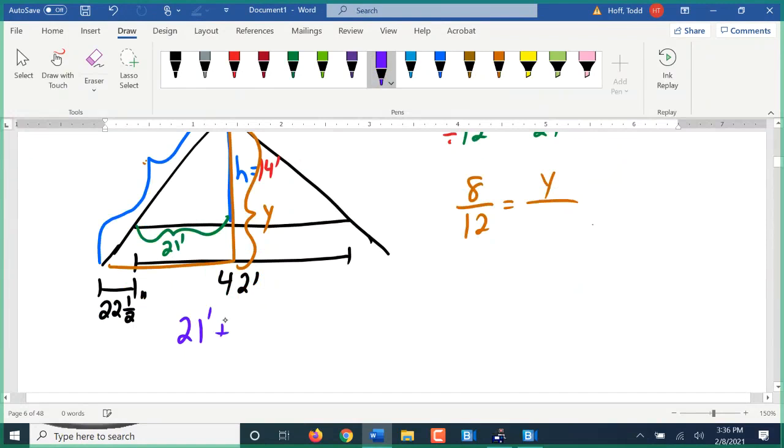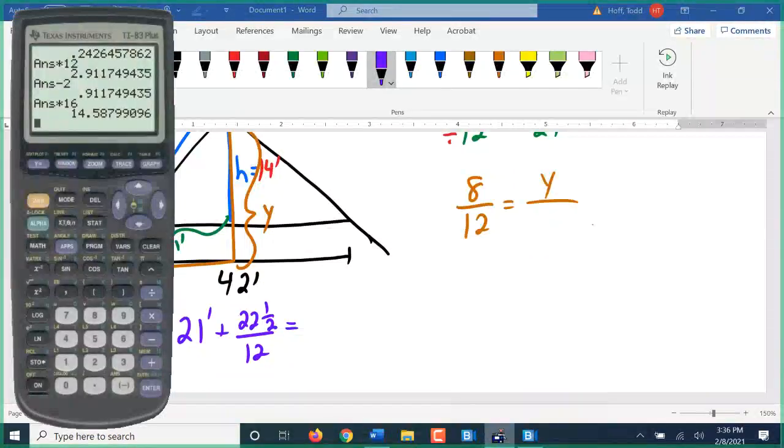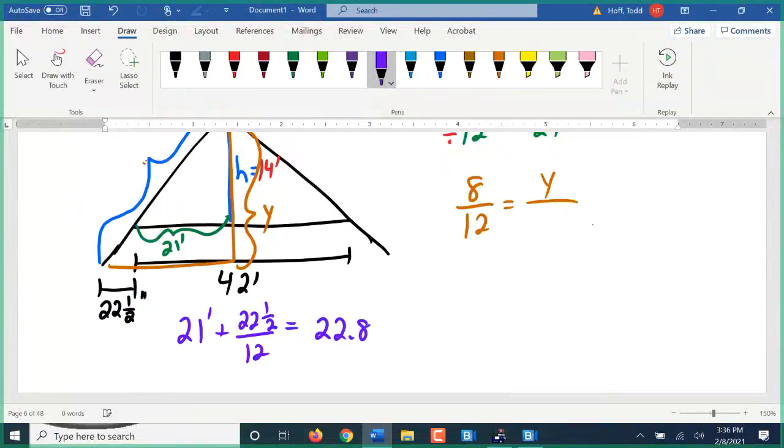I'm going to take my 21 feet and add 22.5 inches over 12 to it. It actually comes out to be not a horrible decimal. It comes out to be 22.875, I believe. 1.5 inches is 1/8 of a foot. So by subtracting that 1.5 inches, I subtracted 1/8 of a foot. So instead of 23, it's basically 22.875.